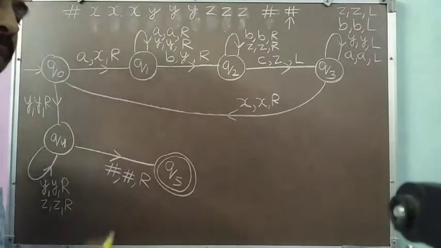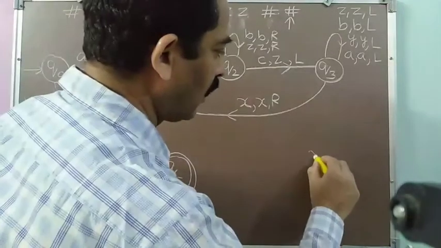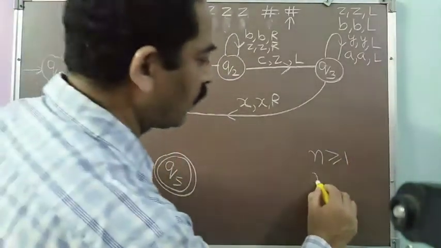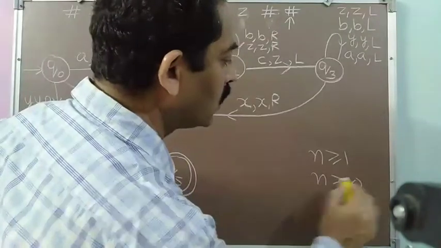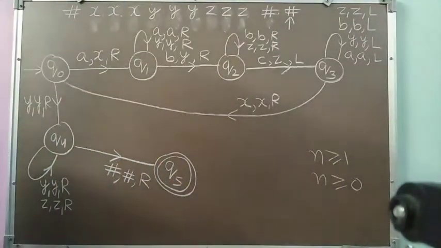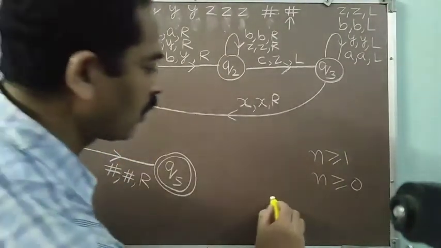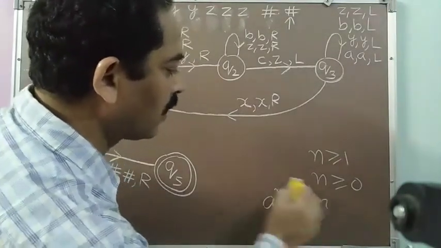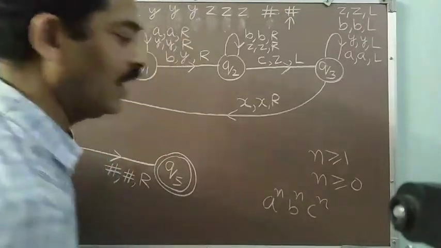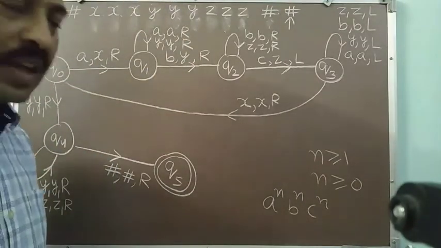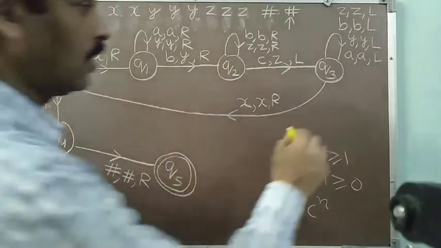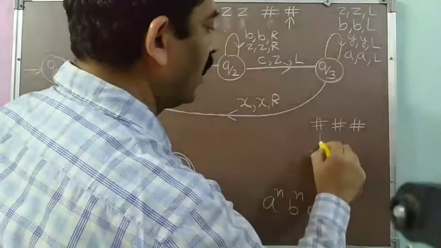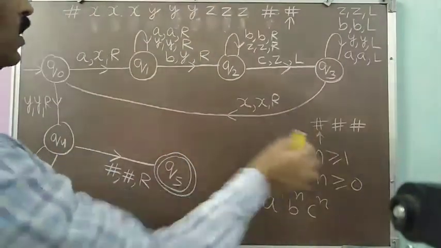And as per the previous example also, this example we have designed for n greater than or equal to 1. Again, if we have to design for n greater than or equal to 0, meaning n equal to 0 is also possible. So when n equals 0, according to a to the power n, b to the power n, c to the power n, we will get an empty string, the null string. So our tape will be of the format hash, hash, hash, something like this, and my read write pointer will be here.